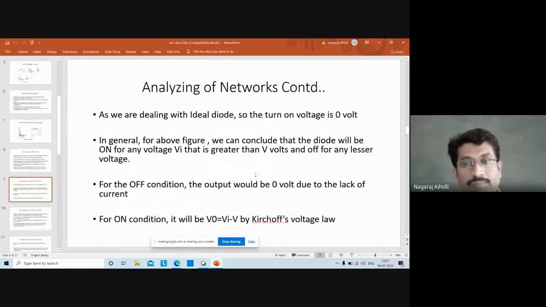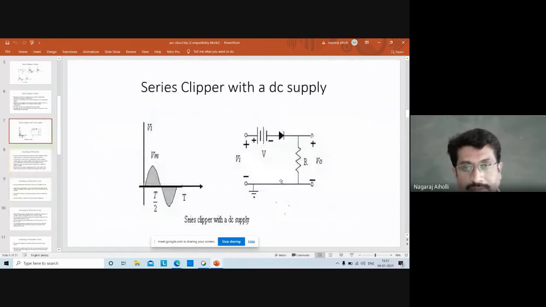That means here the diode will be on for VI greater than V and off for VI less than V. In this particular circuit, a series clipper with a DC supply, when VI is greater than V, the diode will be in the on state, and when VI is less than V, the diode will be in the off state. Right.